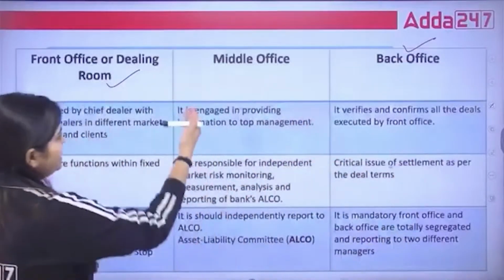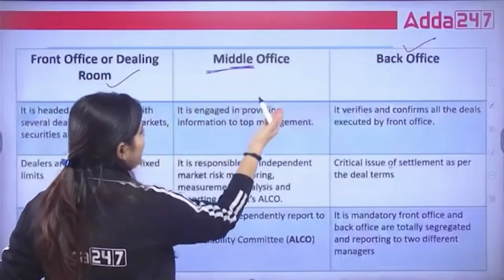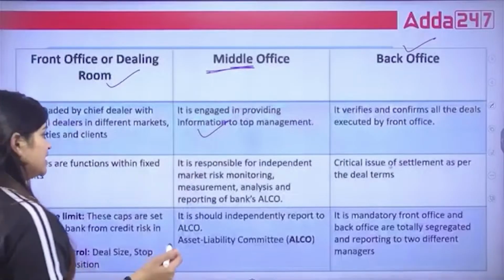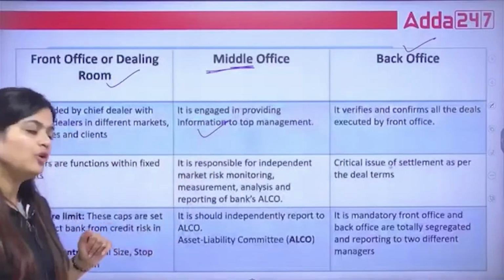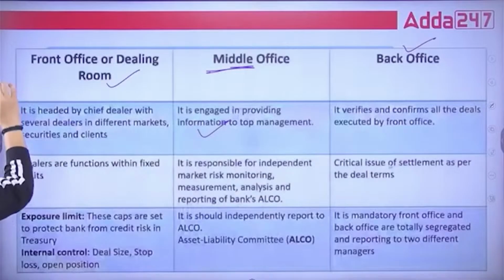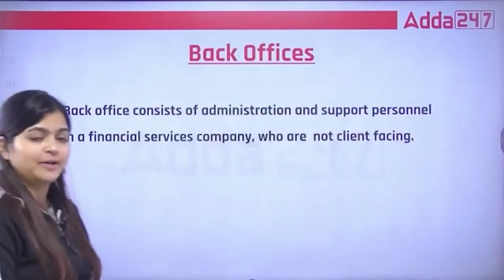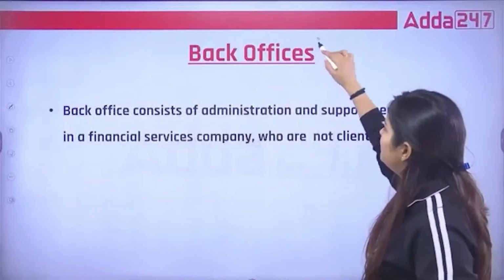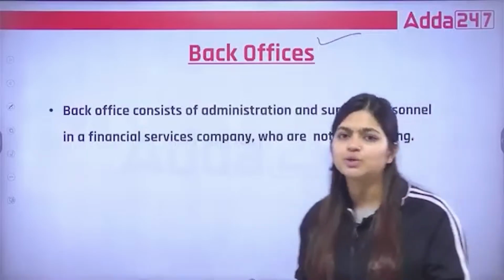Now in the middle we have the middle office. They are engaged in providing information to the top level management. So these are the three types of offices. Okay. Now next, if we talk about back offices only, because in this particular unit our main aim is to talk about back offices, what they are doing, what is the requirement of this back office.